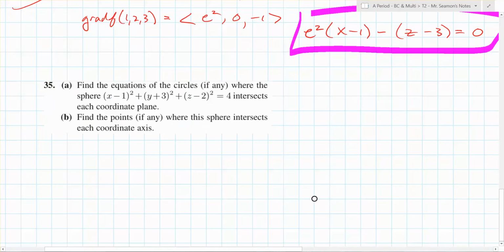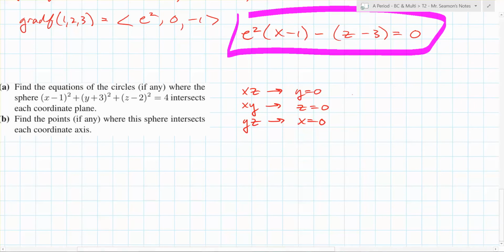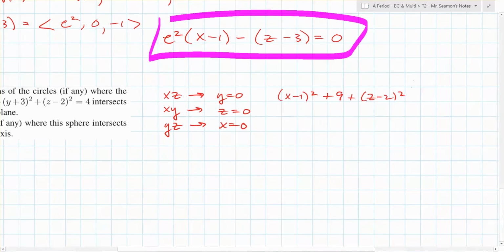Well, there's 3 coordinate planes, right? There's the xz coordinate plane, the xy plane and the yz plane. But when you're on the xz plane, what is true? Y equals 0. When you're on the xy plane, z is equal to 0, and for the yz plane, x is equal to 0, right? So what do you do with each of these values? You plug them in. So if you do the first one, when y is 0, you end up with x minus 1 squared plus 9 plus z minus 2 squared is equal to 4.